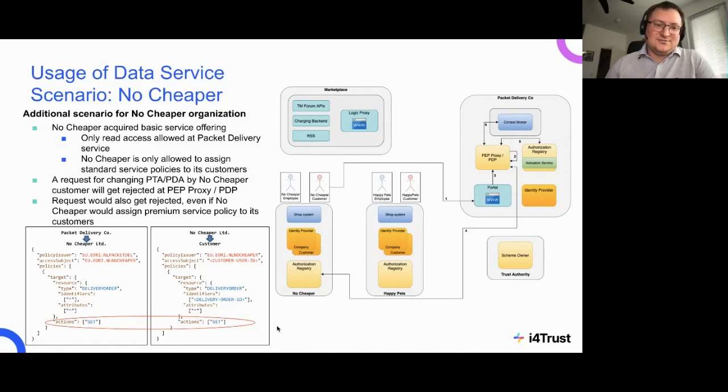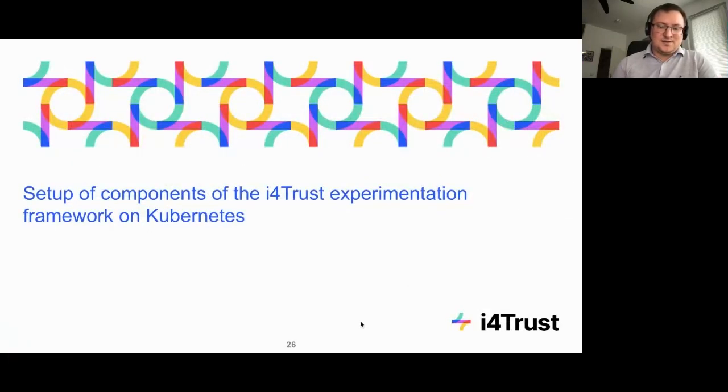And what I've also shown is that it got even rejected when No Cheaper would assign a policy allowing them to do patch requests at their own registry, because still at the registry at the packet delivery company, there's still on the organizational level a policy stating that No Cheaper is only allowed to delegate policies with a GET action. Okay, that's about the demo.